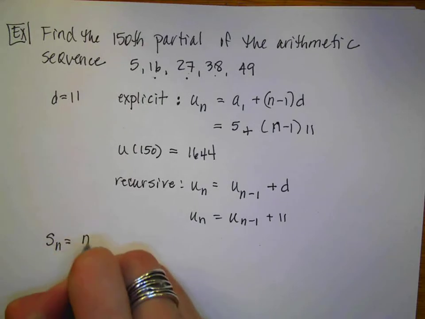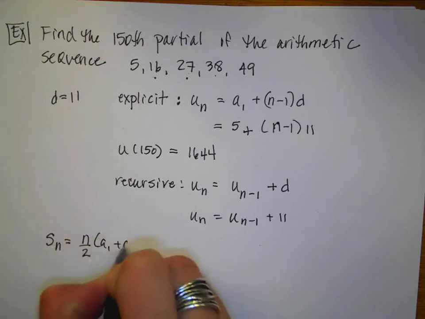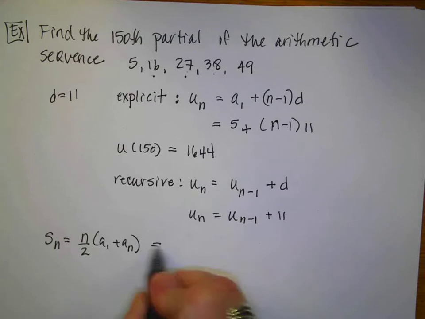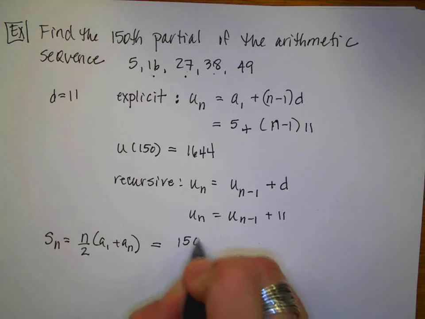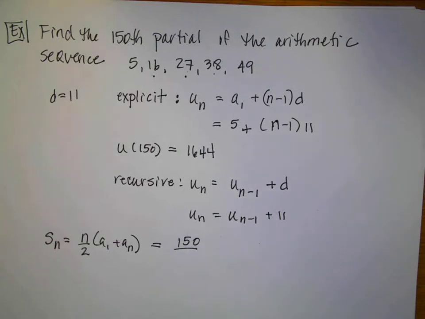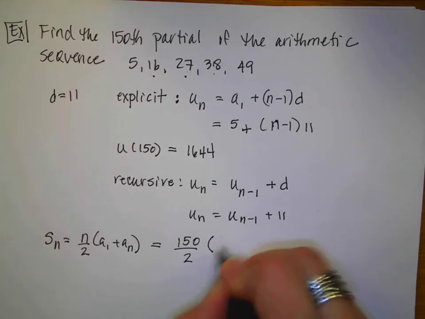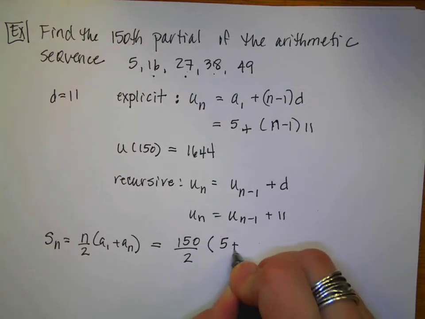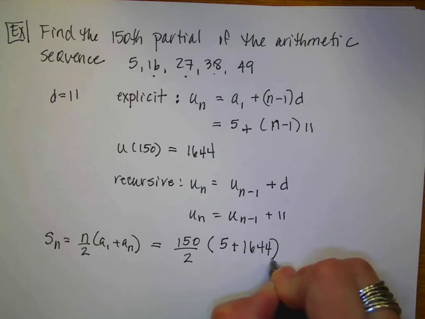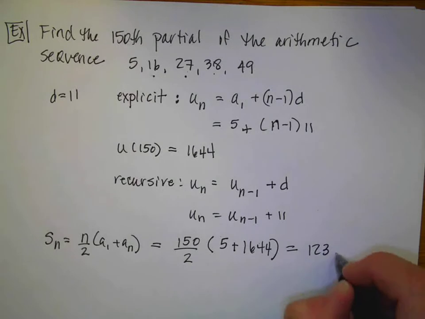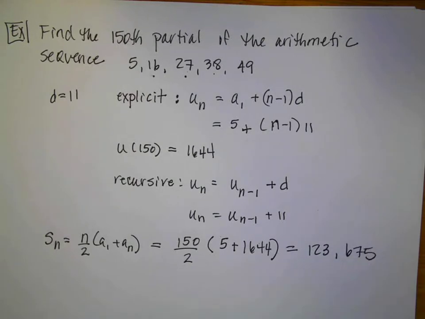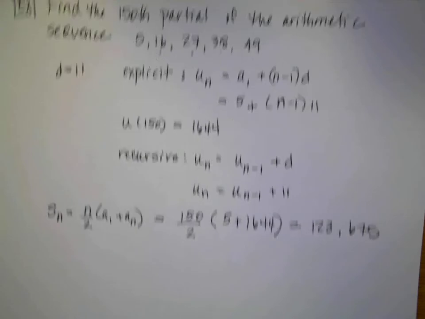All right, we're still looking for the 150th sum. So the sum is the number of terms divided by 2, first and last. Well, now, if I'm doing the 150th partial sum, I'm summing 150 terms, because 150 minus 1 is 149, plus 1 is 150, divided by 2. The first term is 5. The last term is 1644. And then when I do that math in my handy-dandy grapher, I get that the sum is 123,675.